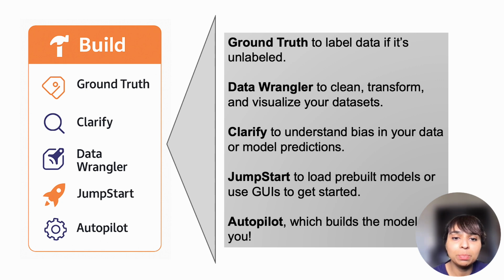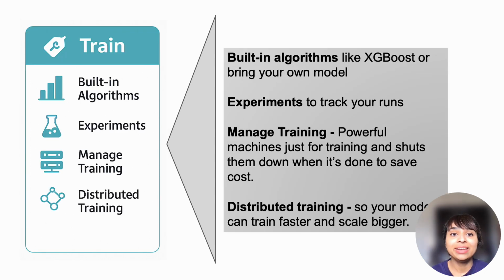So yes, the build phase in SageMaker helps you from annotation to bias detection to no-code pipeline and full automation. And once your data is clean and ready, we move on to the training. Next is the train phase, the core of any machine learning pipeline.